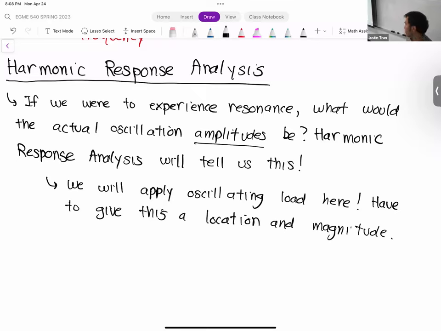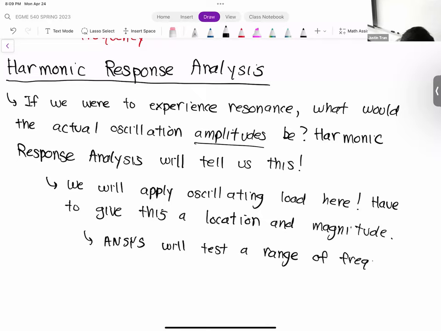Notice how we're not giving it a frequency, which you would think would be an important property for something like this. But what harmonic response analysis is going to do is test the structure for this load over a range of frequencies. It's going to tell you, for each frequency that it tests, what the magnitude of the resonance is going to be.